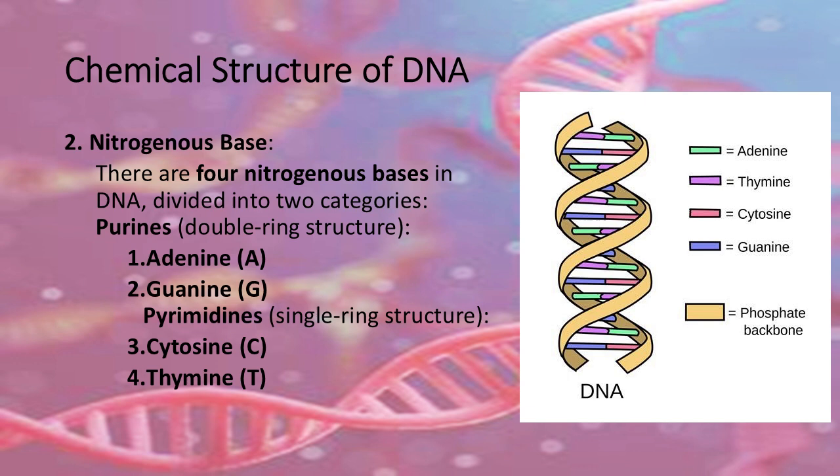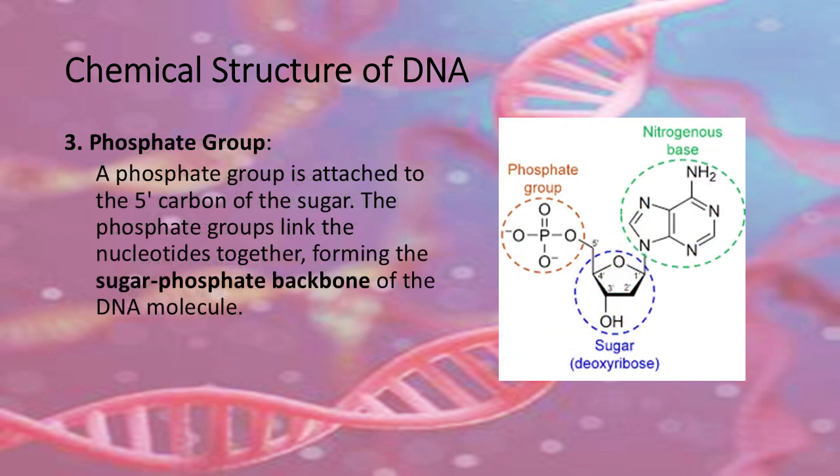Nitrogenous base. There are 4 nitrogenous bases in DNA, divided into 2 categories: purines, double ring structure, adenine, A, guanine, G, and pyrimidines, single ring structure, cytosine, C, thymine, T. Phosphate group. A phosphate group is attached to the 5' carbon of the sugar. The phosphate groups link the nucleotides together, forming the sugar-phosphate backbone of the DNA molecule.